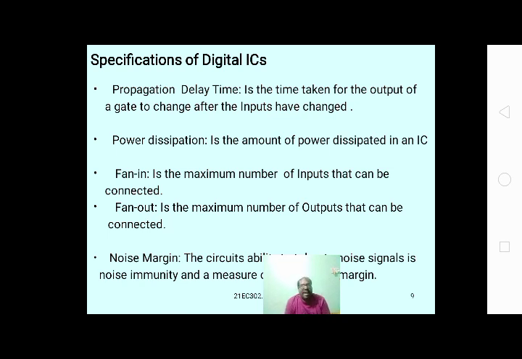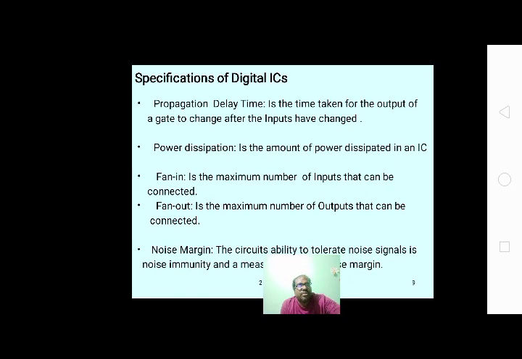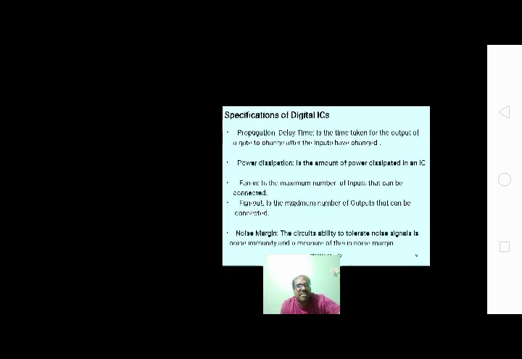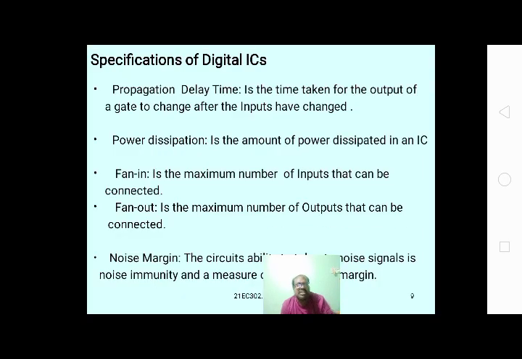Next, fan-in. It is the maximum number of inputs that can be connected. Fan-out. It is the maximum number of outputs that can be connected. Noise margin. A circuit's ability to tolerate noise signals is called noise immunity, and a measure of this is noise margin.